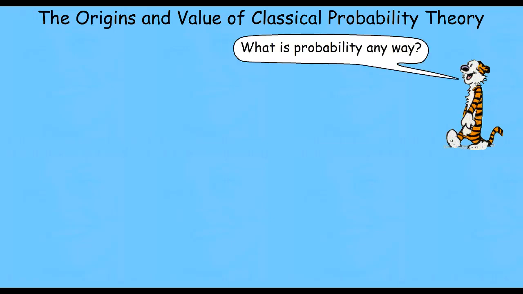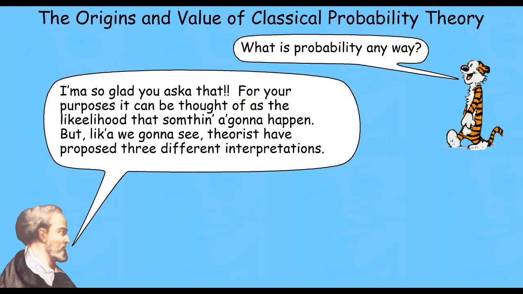So let's turn our attention now to the origins and the value of classical probability theory. You might just ask, well, what is probability theory? What is probability? All right. This is Girolamo Cardano, and he's going to be our spokesperson for the next couple of slides. We'll see why. And his answer to that is, I'm so glad you're asking me that. For your purposes, it's going to be thought of as the likelihood of something going to happen. But like we're going to see, theorists have 3 different interpretations of the likelihood of something going to happen. So probability is just an estimate, a likelihood that some event will in fact occur.